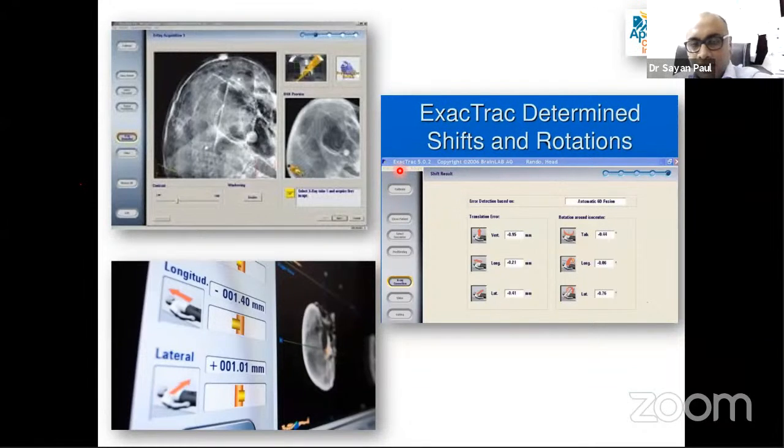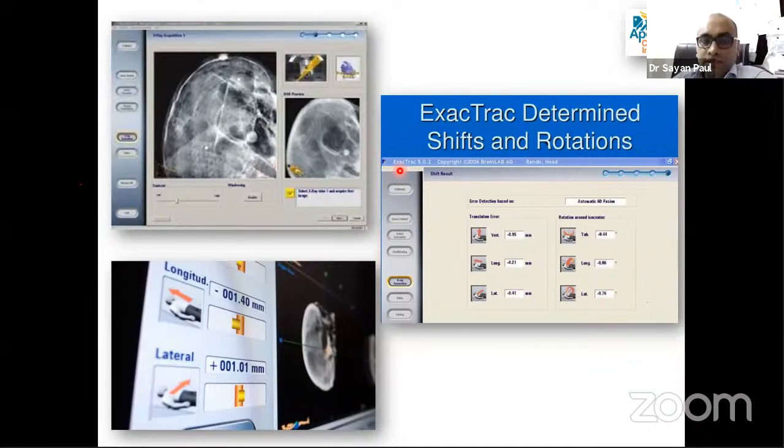So what is the benefit? The entire process takes very little time, around 10 to 20 seconds. You can actually get the image, match it automatically, and apply the shift. And another benefit is that while you are treating the patient, during the fraction, you can do an intra-fraction verification, which you can't do with other imaging modalities.